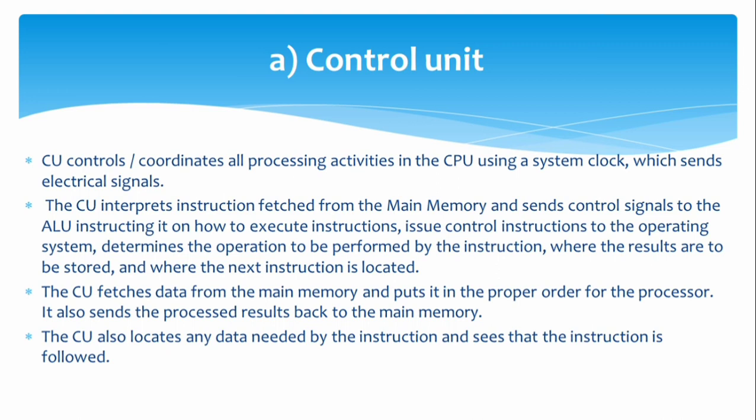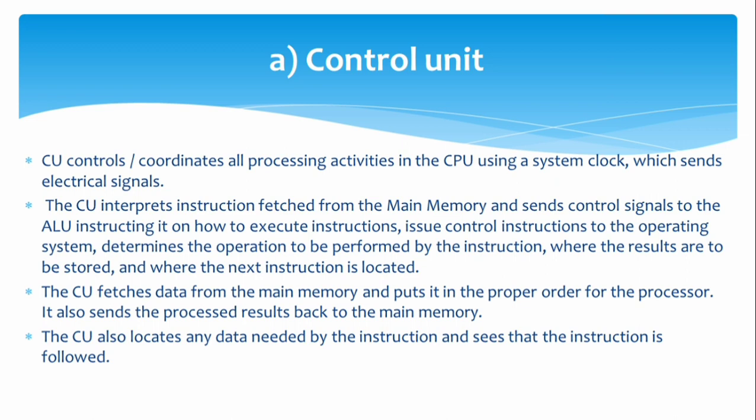Let's start with part one, which is the control unit. It coordinates all the activities of what the CPU is meant to do, like system clock, settings, electronic signals, fetching information from one side of the motherboard to the other side, controlling memory space available, and allocating data from one side of the motherboard to the other one. So all that is done by the control unit.